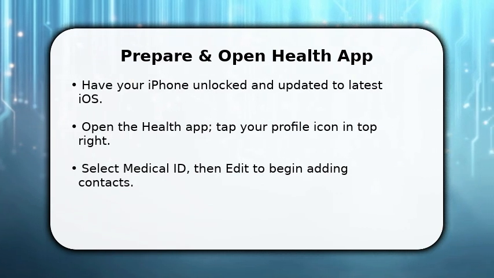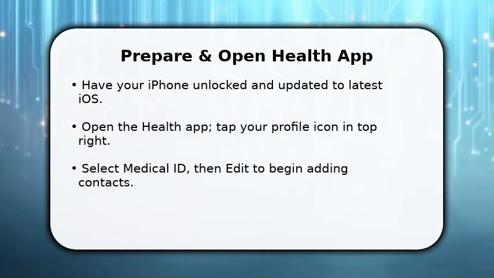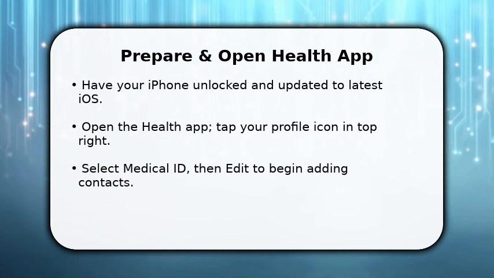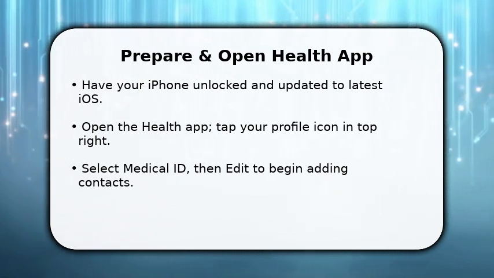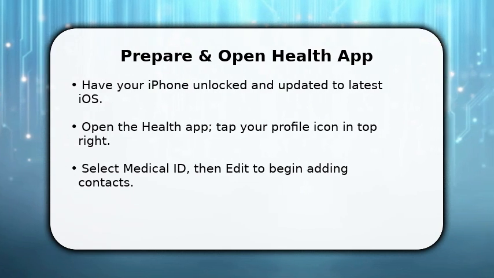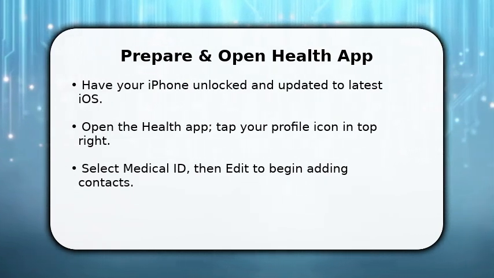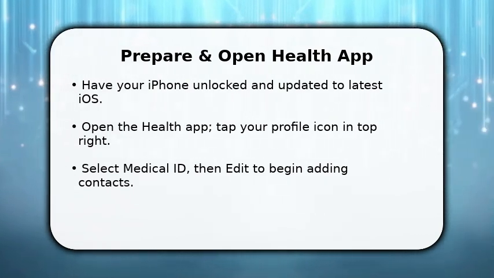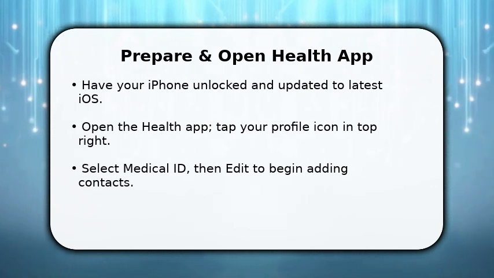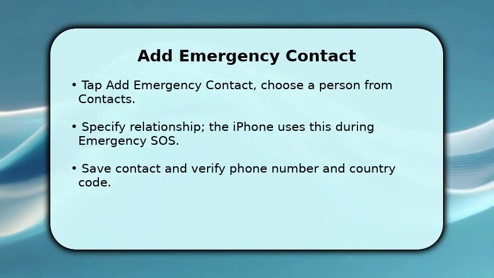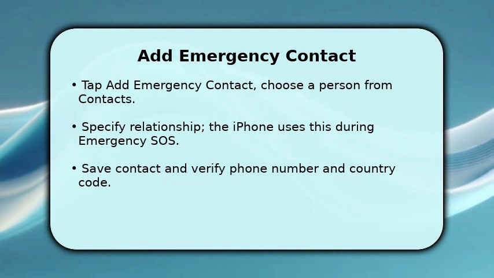Once done with basics, move on to adding an emergency contact. The phone links these contacts to Emergency SOS for instant access. Make sure Location Services is enabled for accuracy. You'll tap Add Emergency Contact and pick someone from your contacts list. This ensures a real number is used.